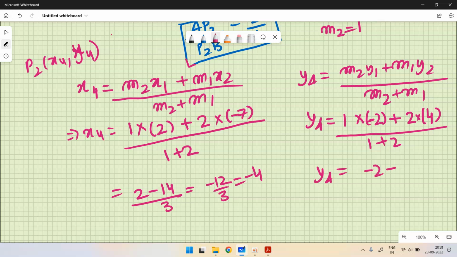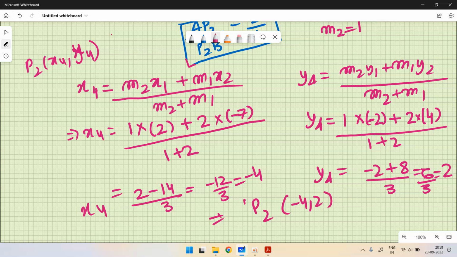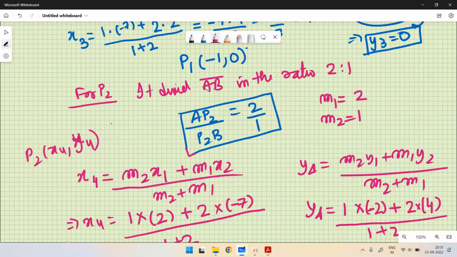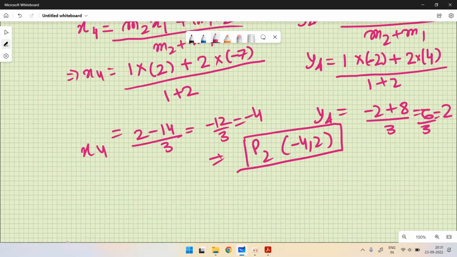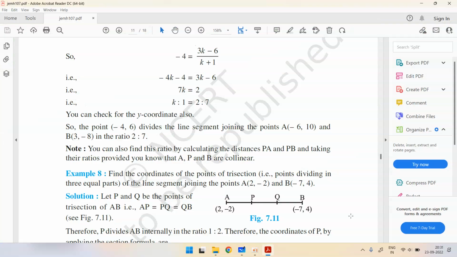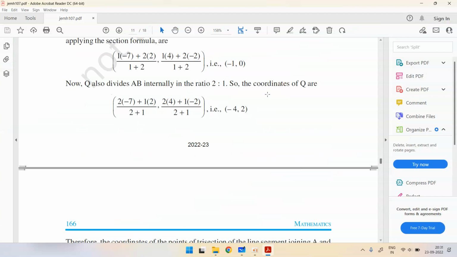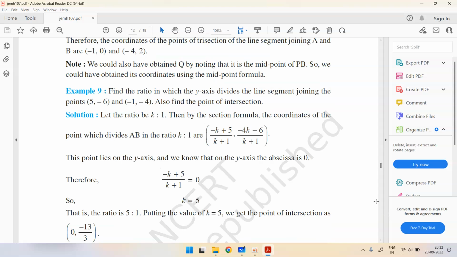This is minus 2 plus 8, that is 6 by 3, equals this is y4. Which implies that you can see from here that P2 is nothing but minus 4 comma 2. So the coordinates of the points are minus 1 comma 0 and minus 4 comma 2. This is the answer.